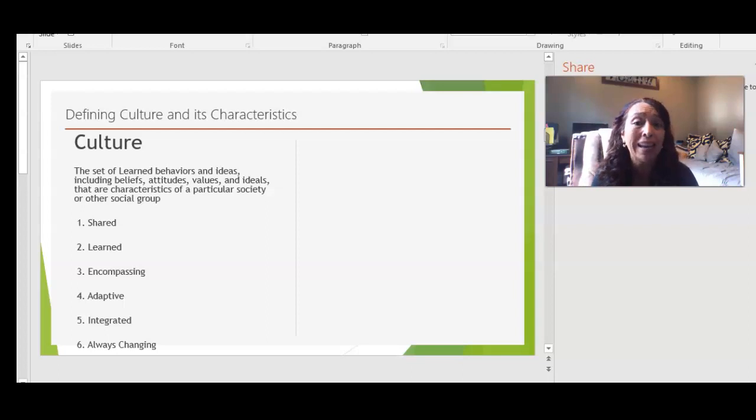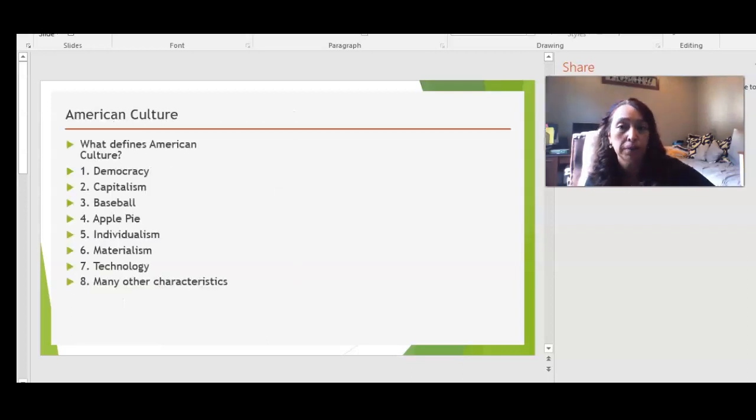while some don't. It just depends. But we're always in the midst of cultural change because of internal and external factors. Good. Let's get to American culture.